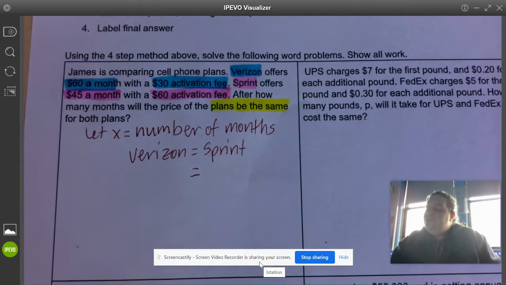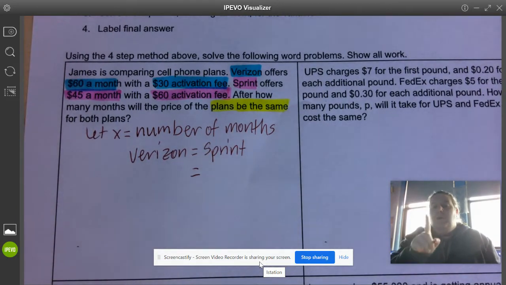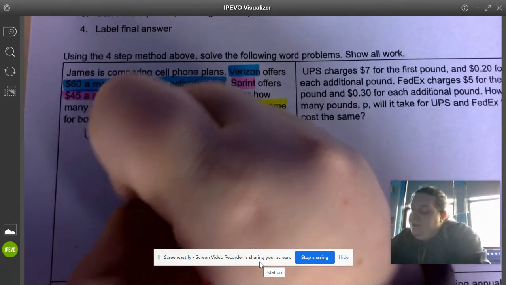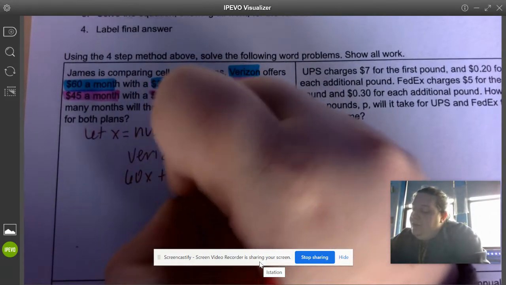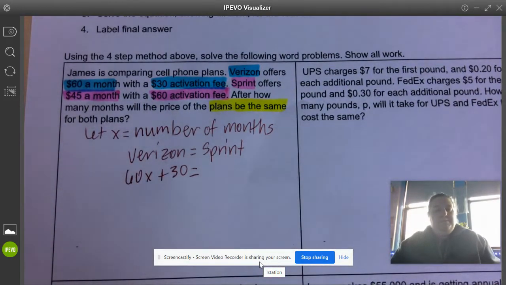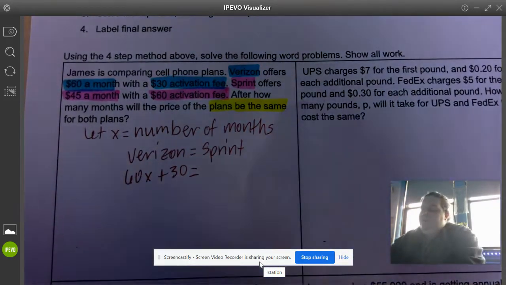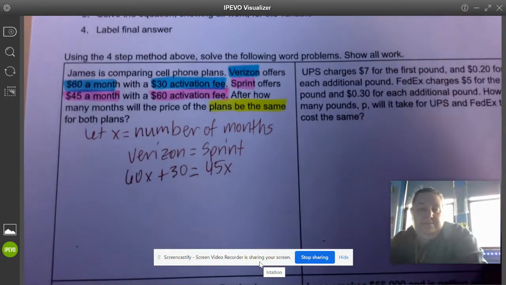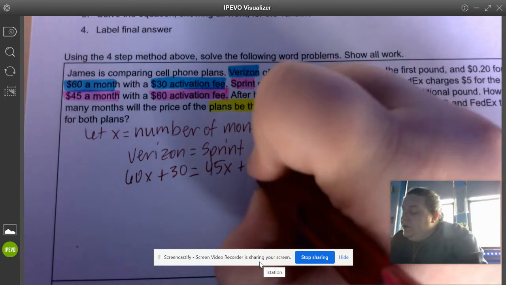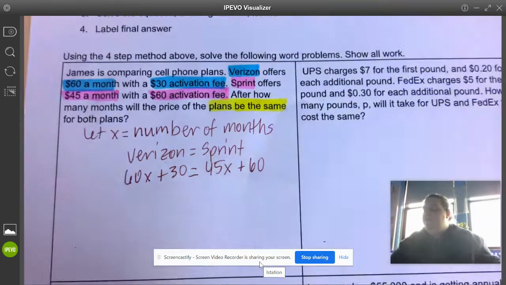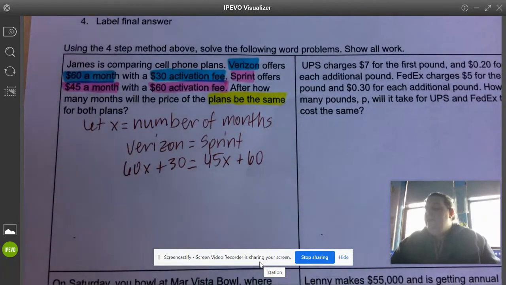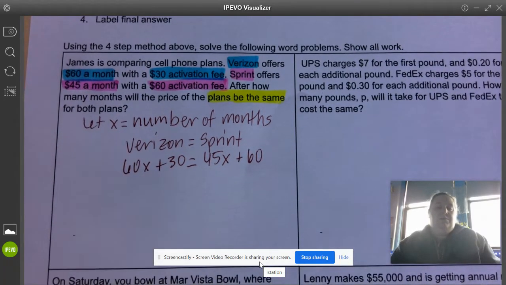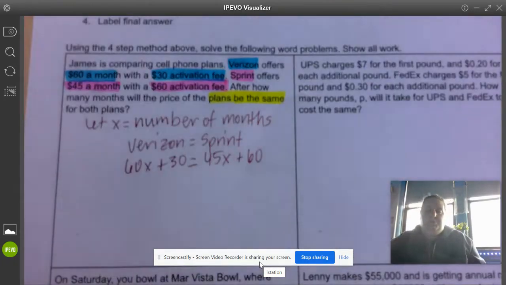Just looking at those two numbers, starting with the activation fee, you only pay that once. That means X has to go with the 60. So it's $60 a month plus the $30 activation fee. Same thing with Sprint, $45 a month. So it's $45 times X, since we don't know how many months yet, plus a $60 activation fee. Based on the information given, this is the equation I've written to see when Verizon is going to be equal to Sprint.